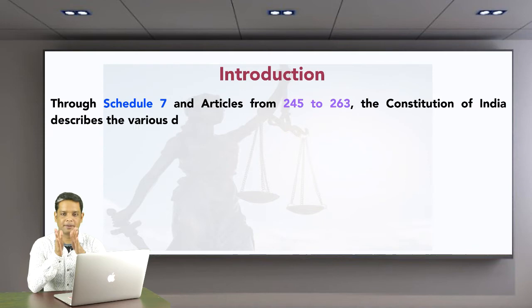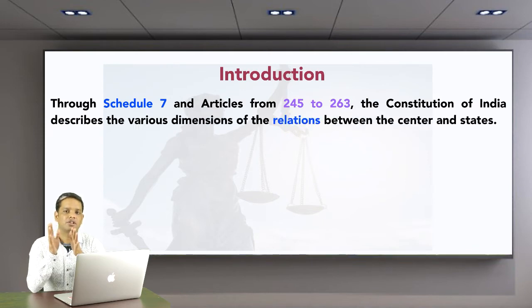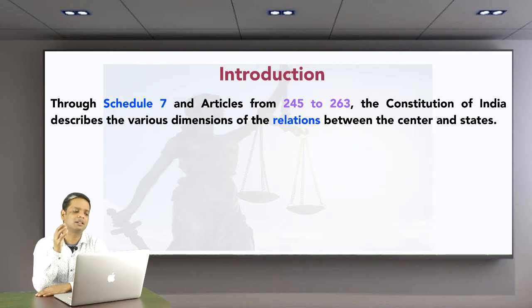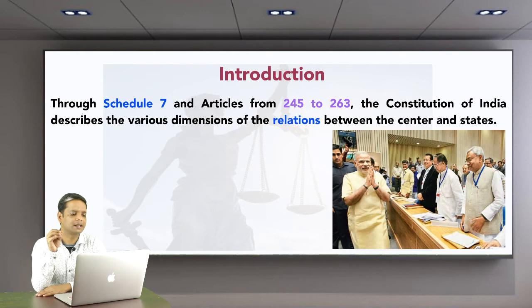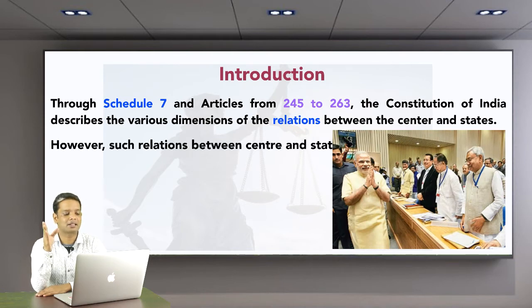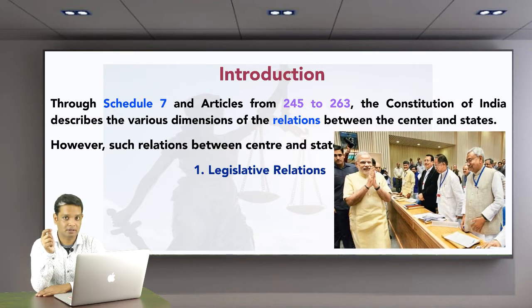Through Schedule 7 and Articles 245 to 263. Keep in mind, Schedule 7 and Articles 245 to 263. The Constitution of India describes the various dimensions of the relations between center and states. However, such relations between center and state can be categorized as legislative relations.